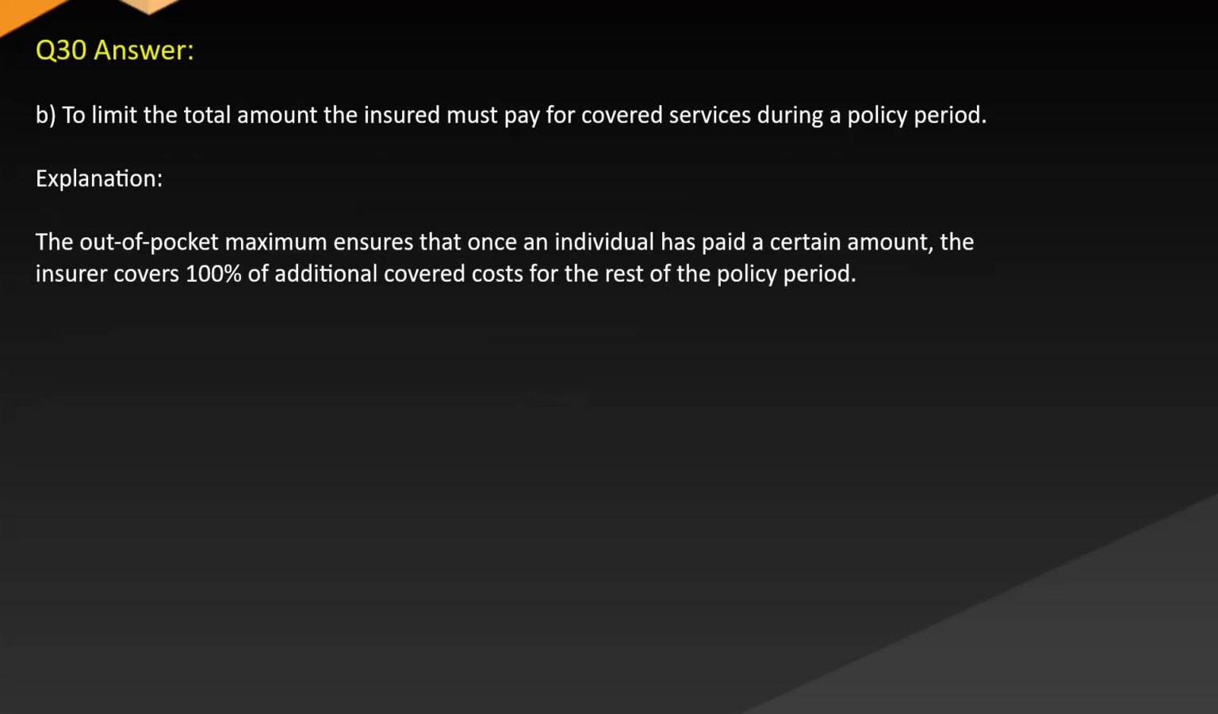Answer: B. To limit the total amount the insured must pay for covered services during a policy period. Explanation: the out-of-pocket maximum ensures that once an individual has paid a certain amount, the insurer covers 100% of additional covered costs for the rest of the policy period.